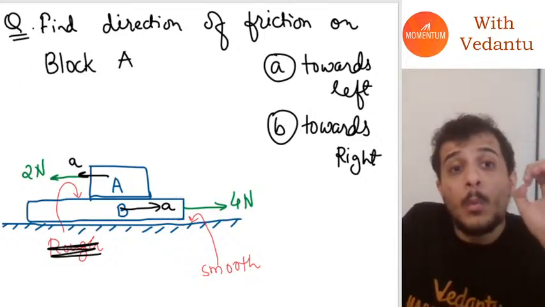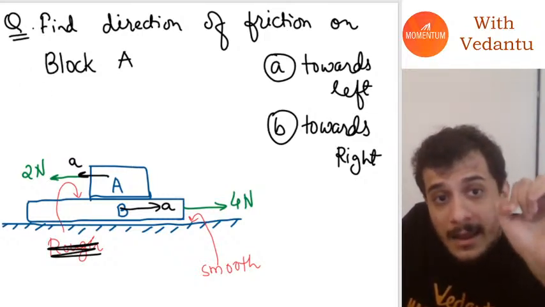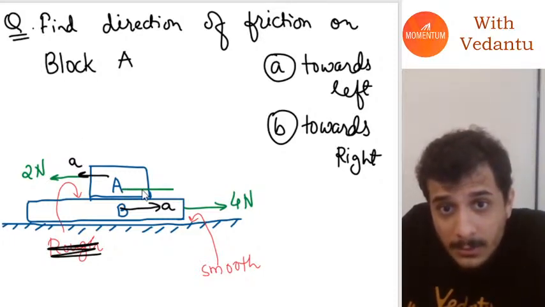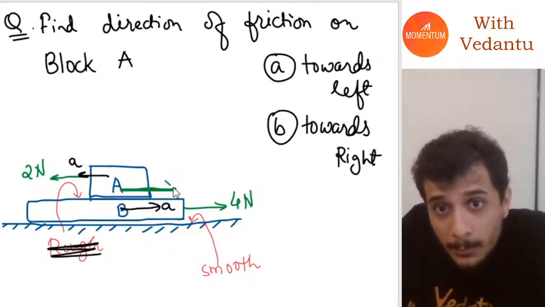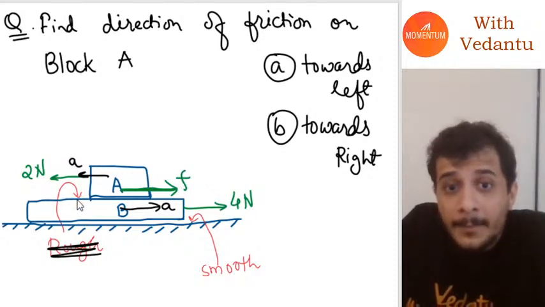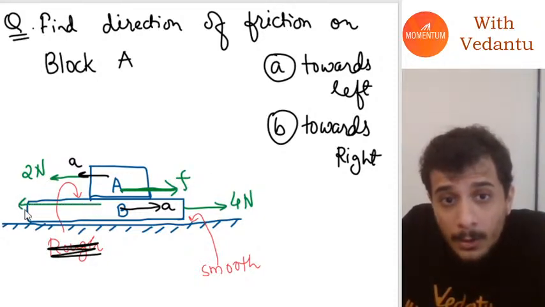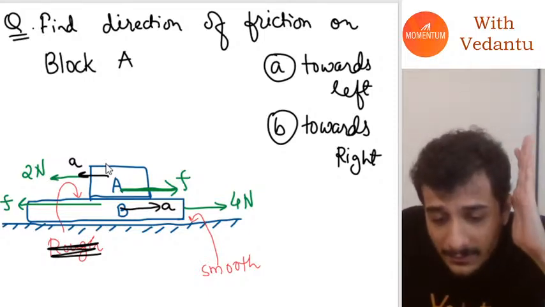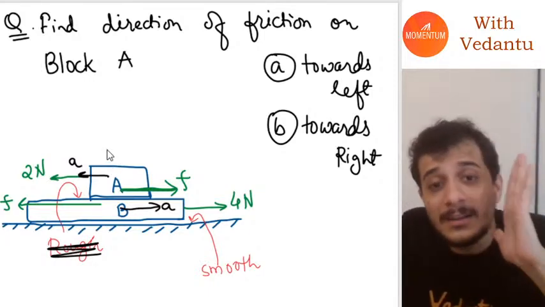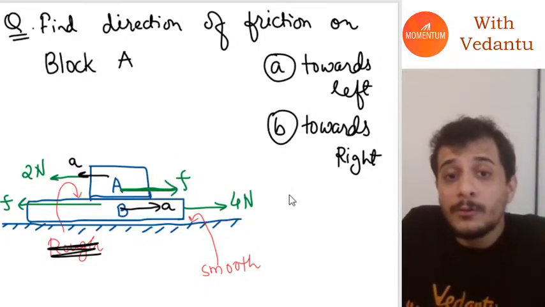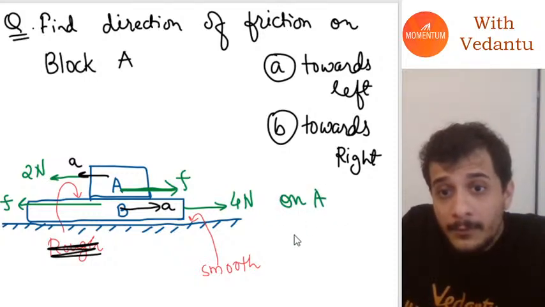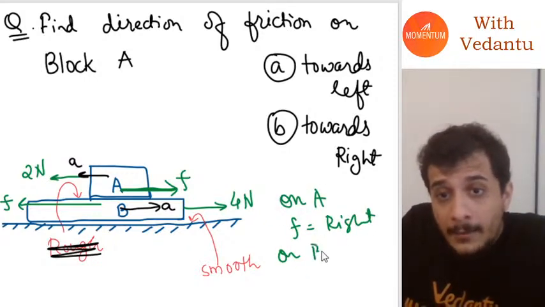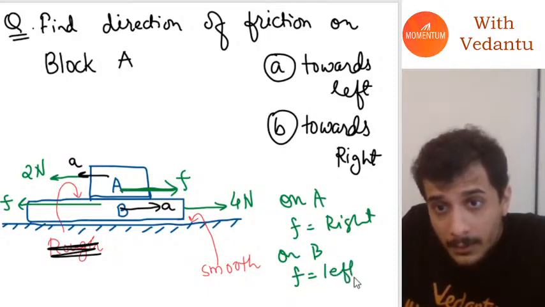So friction will oppose that relative acceleration. What friction will do is try to pull block A towards the right and try to pull block B towards the left. It does not like this relative sliding; it will try to reduce the sliding. So on A, the friction will be towards right, and on B, the friction will be towards left.